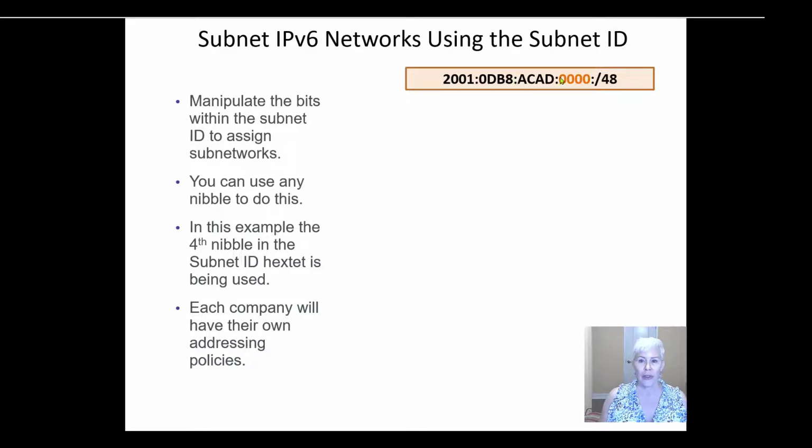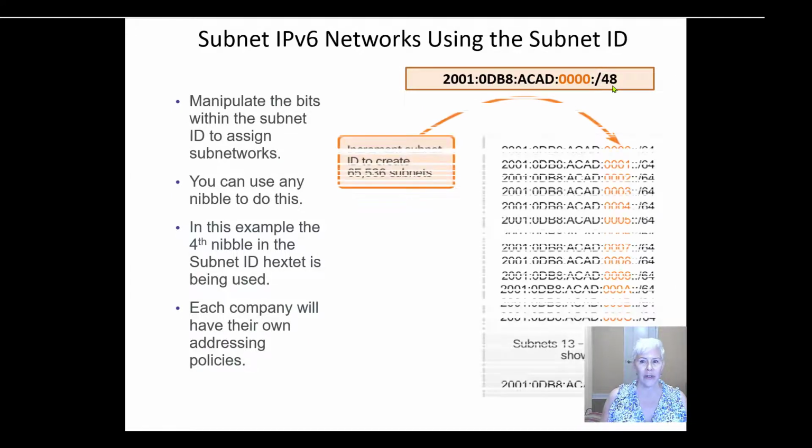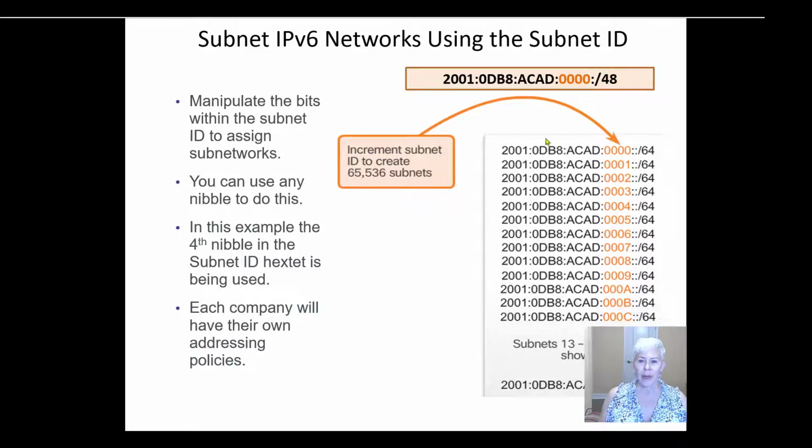Now I'm going to use this 4th hextet to do my subnetting, and I'm going to use all 4 of these nibbles, so all 16 bits, and that's going to make it so that I have a /64. I'm going to start by using the 0, because remember, 0 is a hex value. And in this example, we're using the 4th nibble.